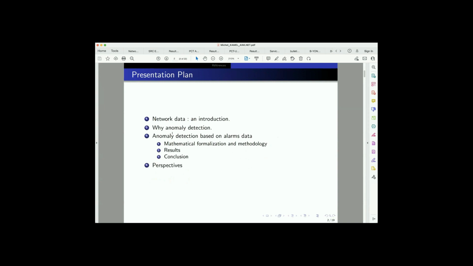For the plan of today, we'll first discuss the network data and an overview about the source of that data, why we are doing anomaly detection, and then go to the methodology that is based on alarm data. First, the mathematical formulation of it, and the methodologies, result and conclusion. And we will end the presentation with a perspective.